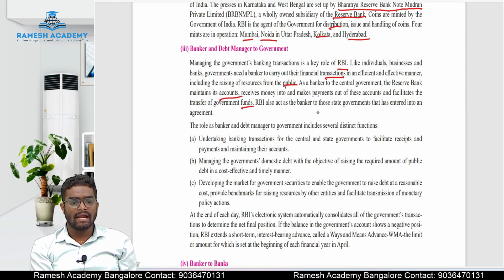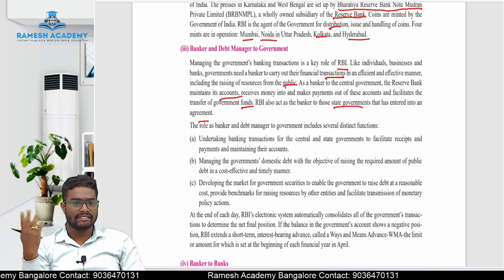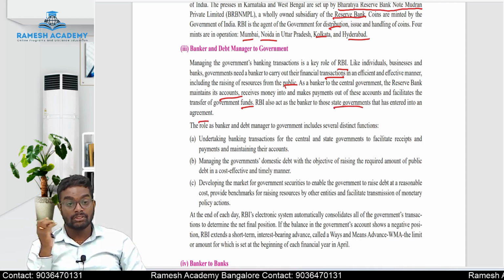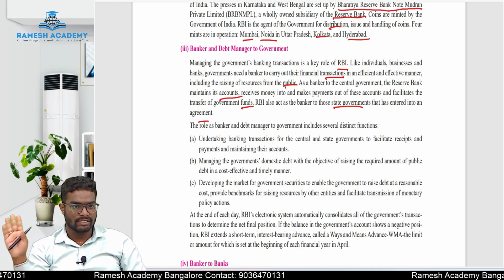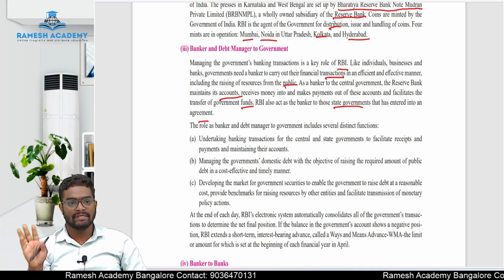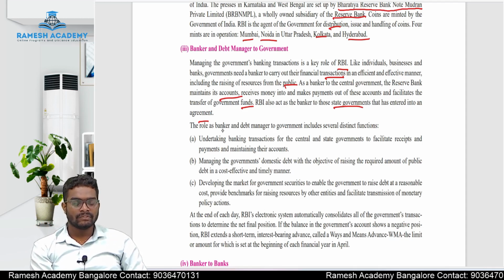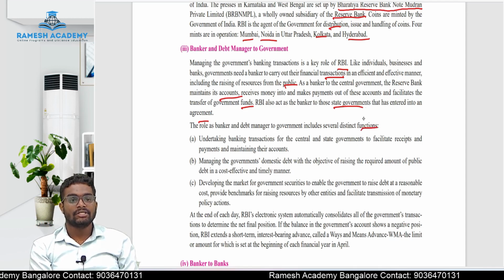RBI also acts as a banker to those state governments that have entered into an agreement. So if any state government has entered into an agreement with RBI, it will provide facilities to that state government also. Normally in India, every state government has accounts with RBI and every transaction will be routed through RBI itself. The role as banker and debt manager to the government includes several distinct functions. So what are the functions?